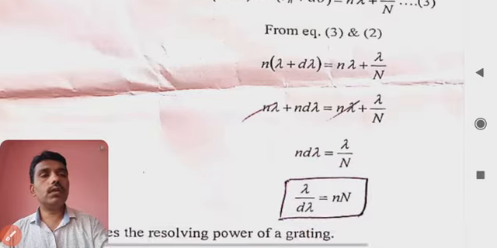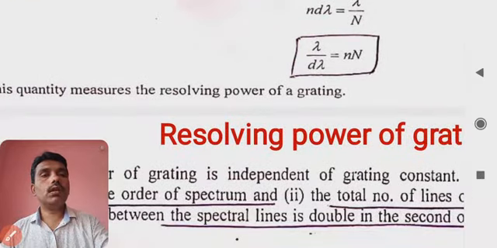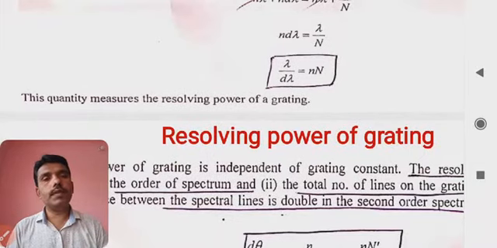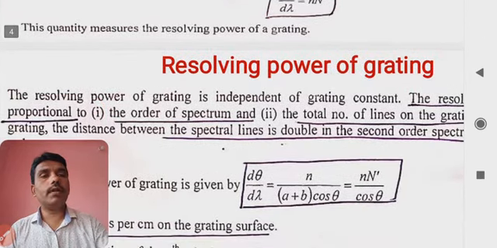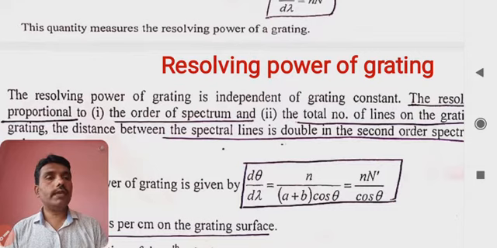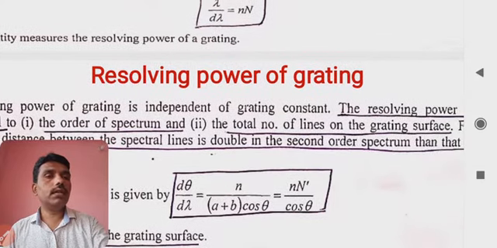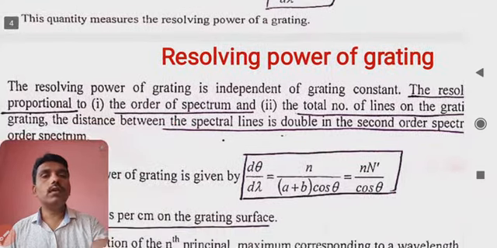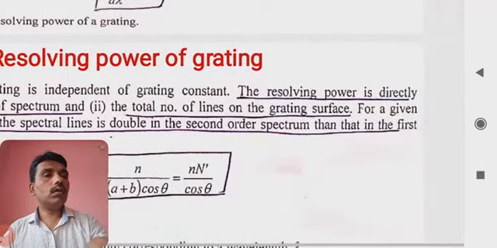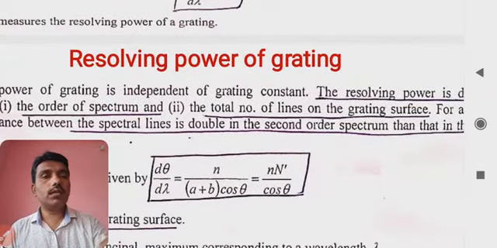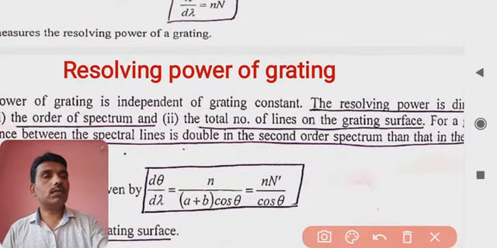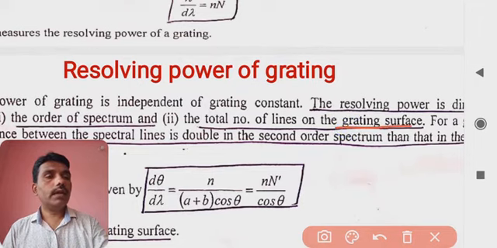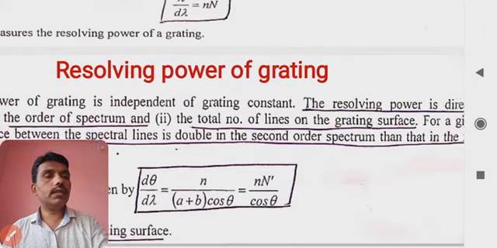So this relationship measures the resolving power of grating, the spectral line lambda divided by the difference d lambda. The resolving power of grating is independent of the grating constant, and the resolving power is directly proportional to the order of the spectrum and the total number of lines on the grating surface. This is what the relationship is showing.